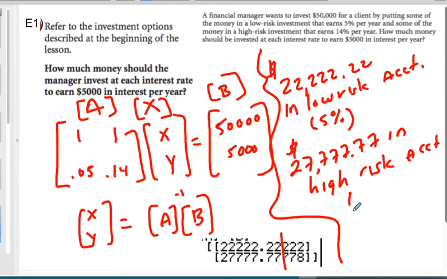right? And you do want to answer the question. You don't just want to say X and Y equals. You want to go ahead and answer the full question, and that's how much the person should put in the two accounts. All right, cool.